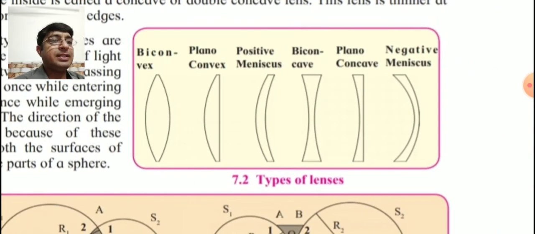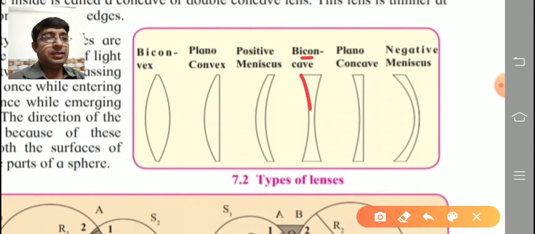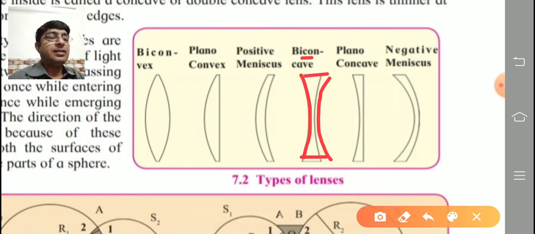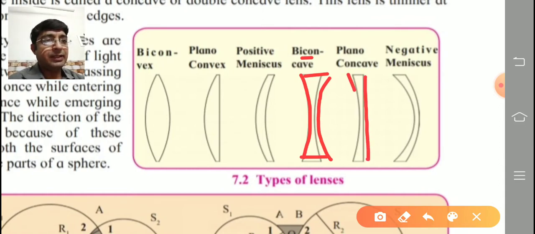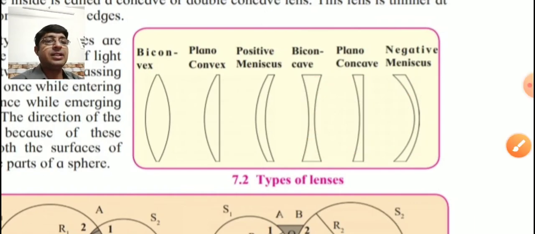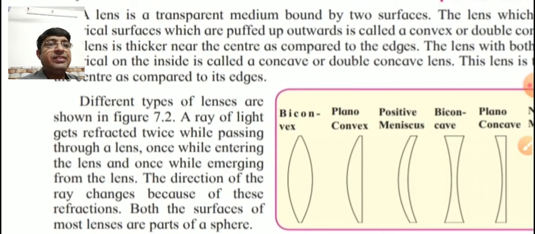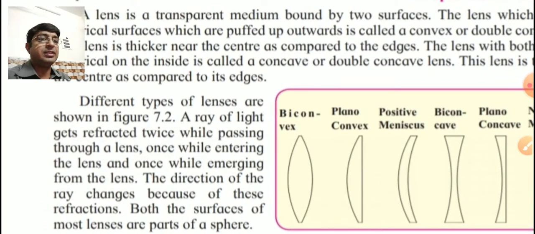The second type of lens is the biconcave lens. Both the sides are puffed in the inward direction, so it is a double concave lens. One side is plane and the second one is concave, so plano-concave lens. And one side is convex and one side is concave, so that is called a negative meniscus. So in this way, these are the main types and subtypes given here. See there. Different types of lenses are shown in this figure 7.2.